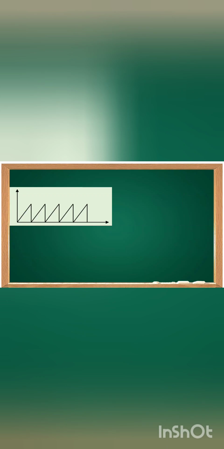For example, this is the t-axis. It's a periodic waveform. This is T, 2T, 3T, 4T, like this. It is given. You can take any amplitude; A is the amplitude.